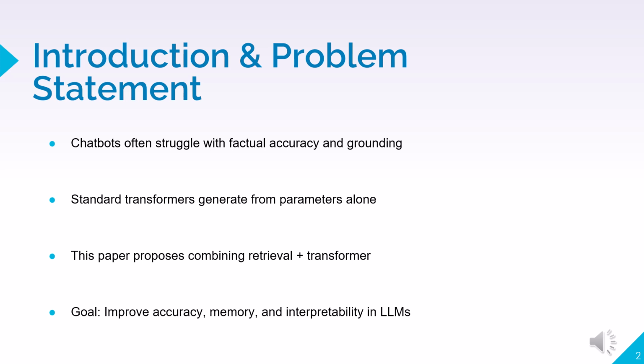One of the biggest challenges in modern chatbots is factual accuracy. Most transformers like GPT generate responses based purely on what they have memorized during training, but they don't have access to external knowledge at runtime. This paper proposes Retro, a model that retrieves real-world information on the fly to generate better, more accurate responses. It aims to improve not just accuracy but also memory efficiency and interpretability in language models.